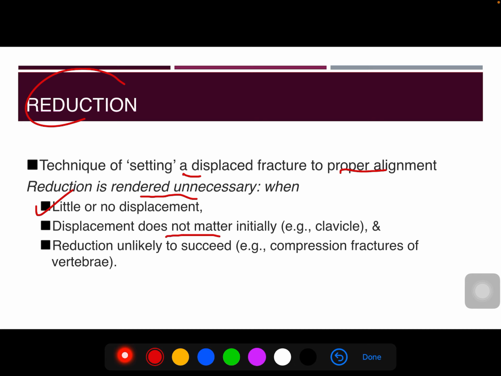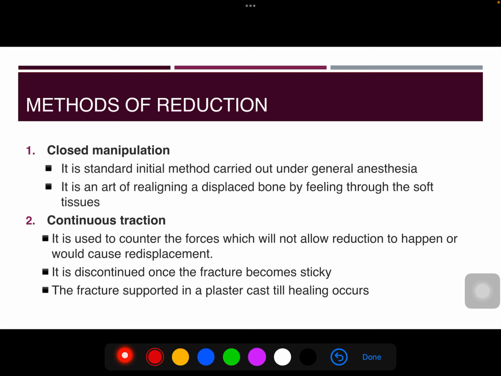Displacement does not matter initially, for example in the clavicle, and reduction is unlikely to succeed, like in a compression fracture of the vertebra. So it is unnecessary in this case. For the methods of reduction, closed manipulation is the standard initial method, carried out under general anesthesia, the art of realigning the displacement by feeling through the soft tissue. So we align the displacement into alignment by feeling through the soft tissue.